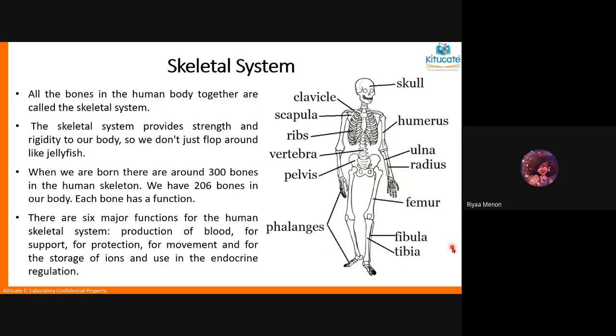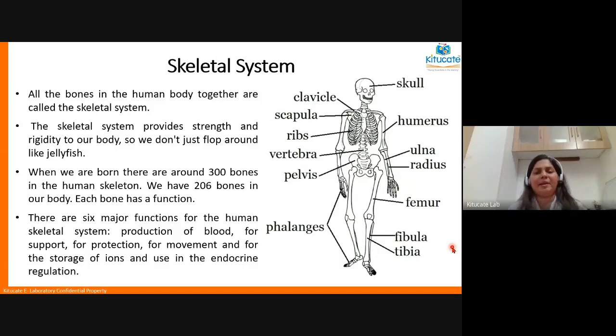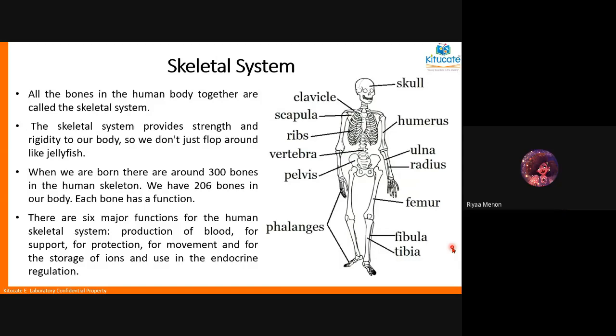Okay, so the skeletal system is made out of bones, and it gives structure to our body. Without it, you would be like jelly, just a lump. Yeah, a lump, because the skeletal system keeps you upright, keeps you straight, and helps you move. They also protect organs, like the rib cage protects the heart, and the skull protects the brain.